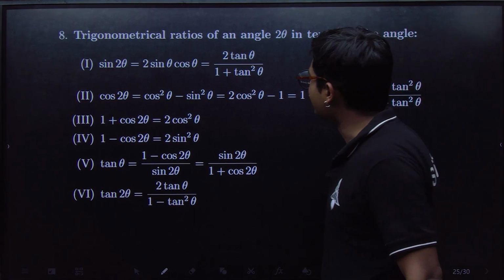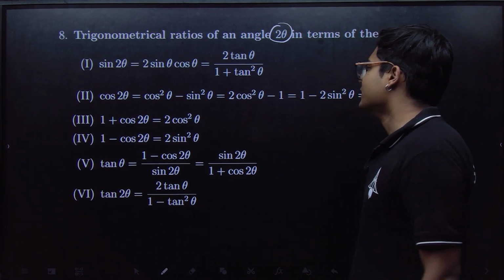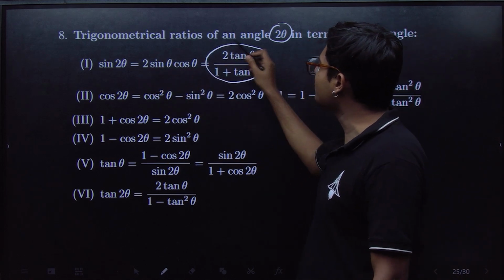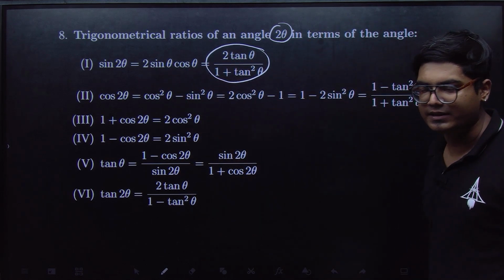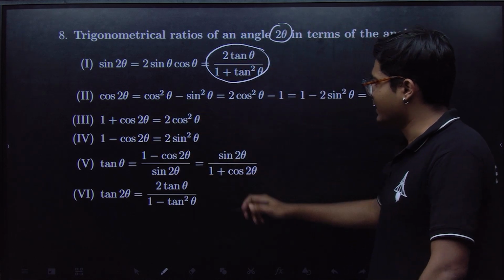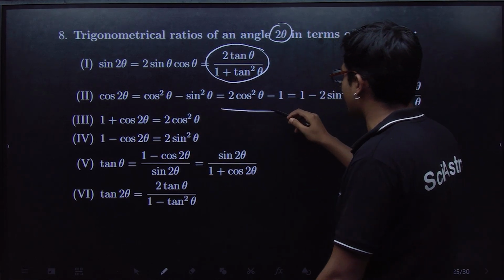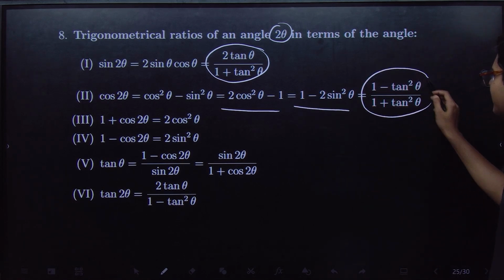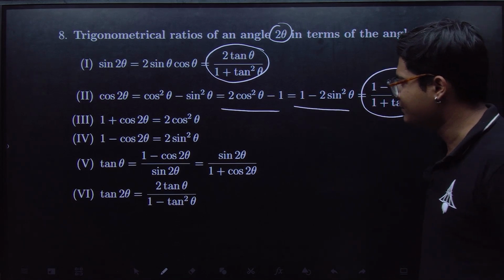So double angle essentially. If you have something like 2 theta, then we can write sin 2 theta as 2 sin theta cos theta, or it can also be written as 2 tan theta divided by 1 plus tan square theta, okay? Secondly, cos 2 theta turns out to be cos square theta minus sin square theta, which can also be written as 2 cos square theta minus 1, or 1 minus 2 sin square theta, or 1 minus tan square theta divided by 1 plus tan square theta, okay?